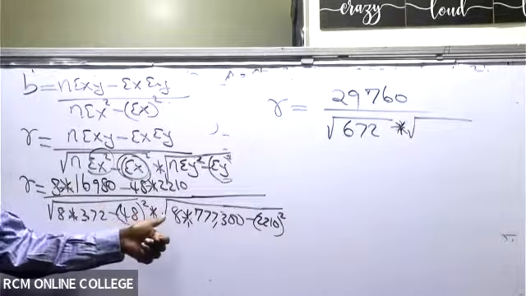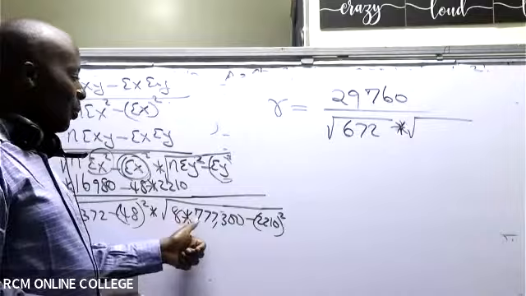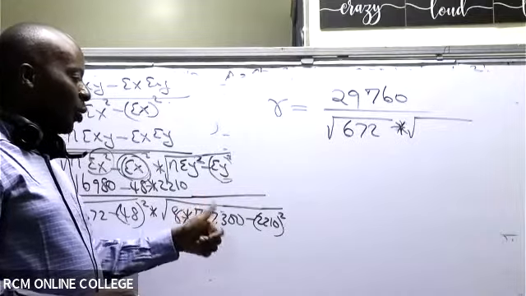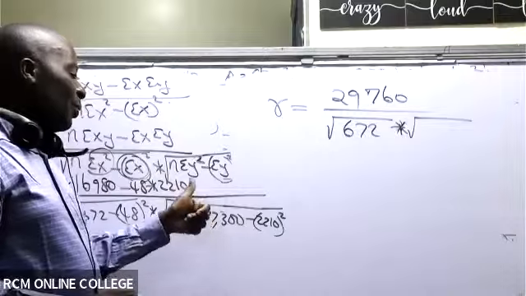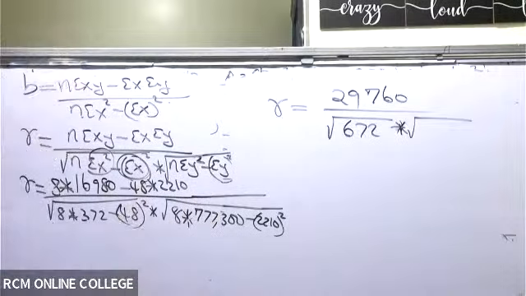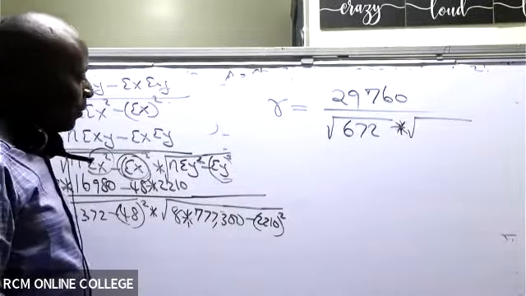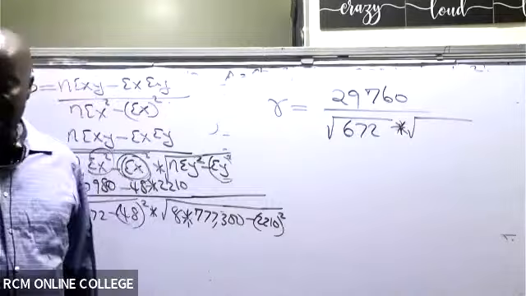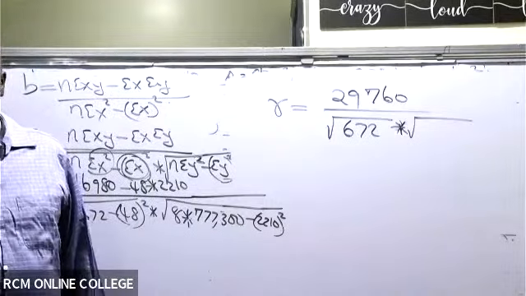So then here now we have 8 times 777,300 minus 2210 squared. Some good ninja, give me this answer. 8 times 777,300 minus 2210 squared. It is 1,334,300.